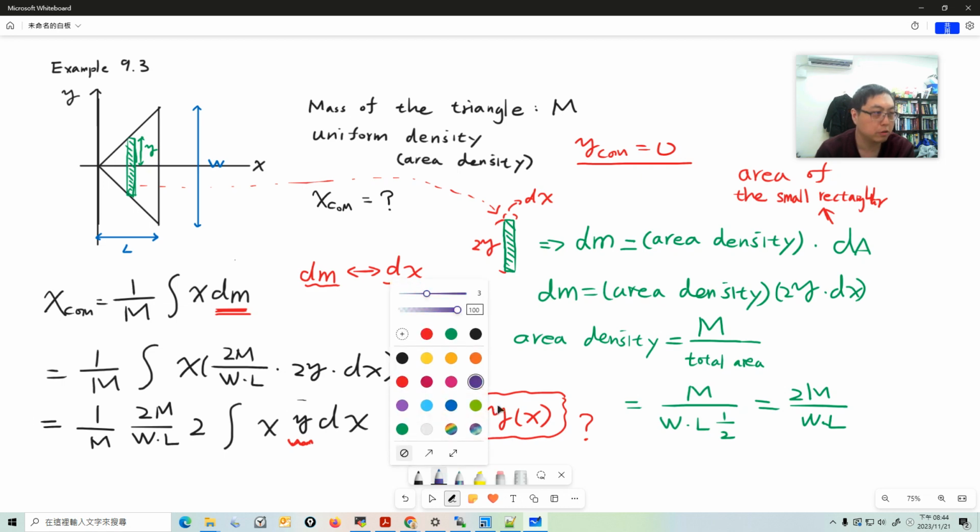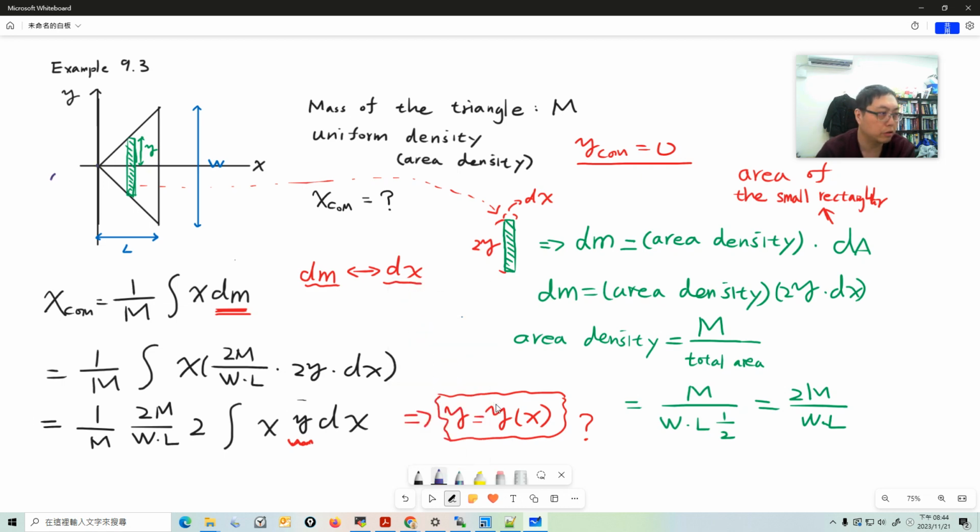Origin is, and can we find a relation between the y and x? Okay, y is a function of x. So that means, could we find the equation? Can we find the equation of this line? This one. Can we find the equation of this line?